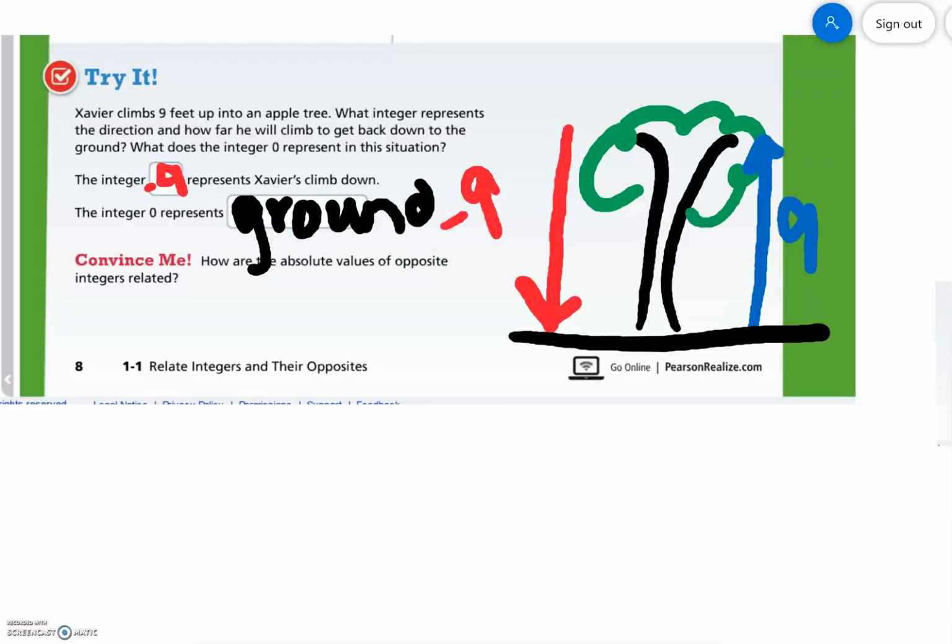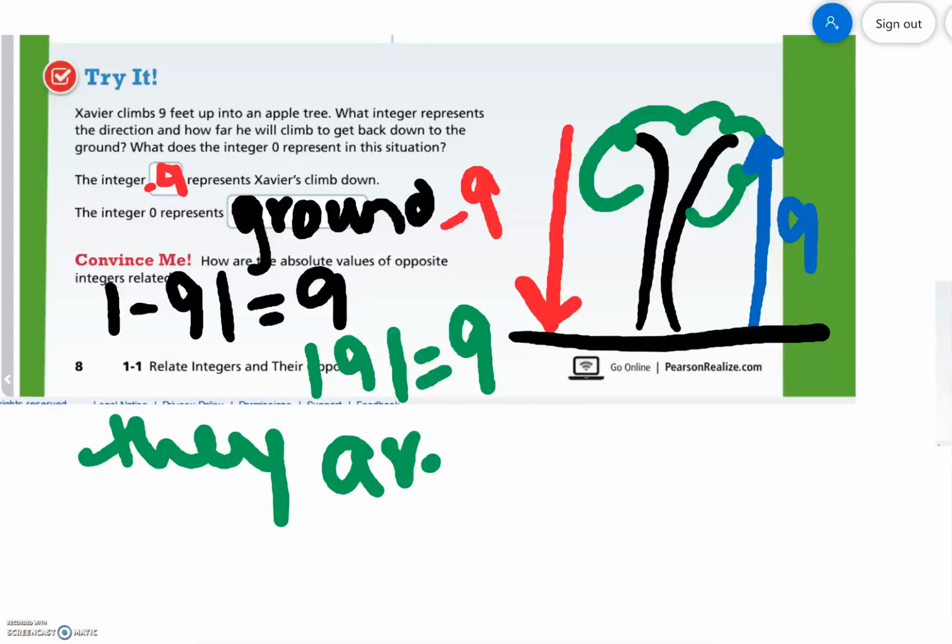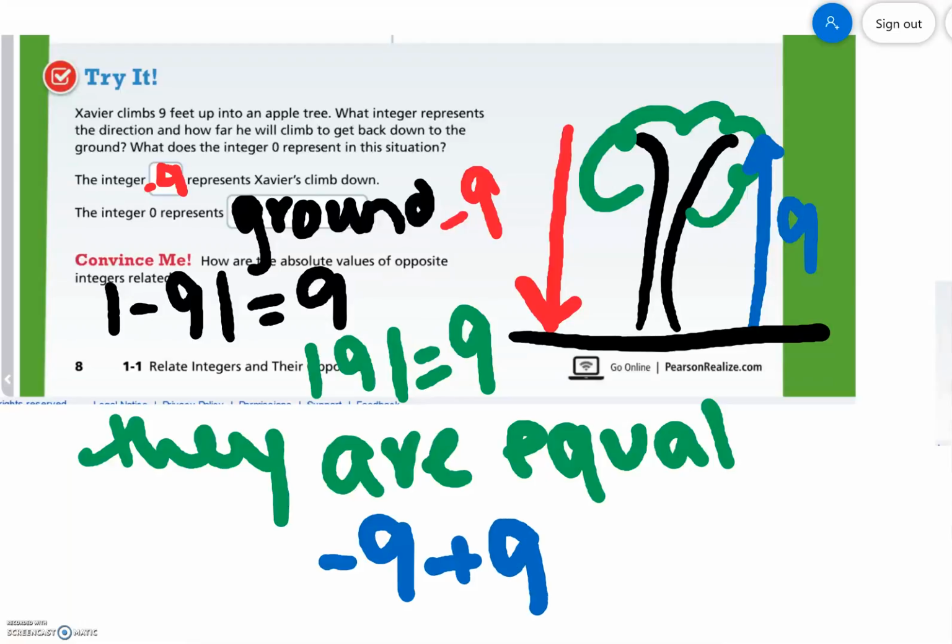How are the absolute values of opposite integers related? So the absolute value of -9 is equal to 9. But in the same way, the absolute value of 9 is also equal to 9. So the absolute value of opposite numbers are the same. So we can say they are equal, which is why they cancel out, right? -9 plus 9 equals 0. You go down 9, you go up 9, you're back to where you started. You go up 9, you go down 9, back to where you started.